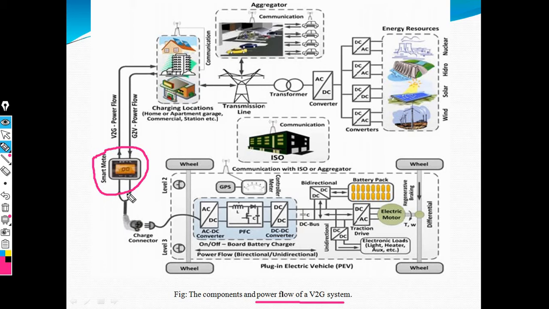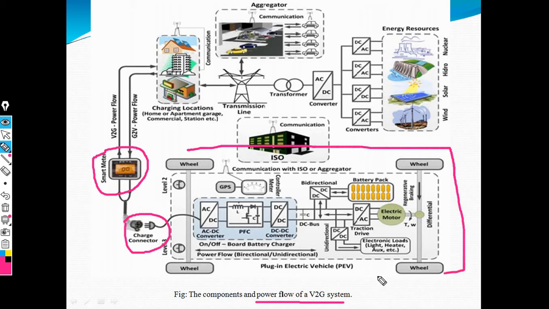Also, this smart meter is connected to the charging connector. This is the charging connector, and this is the total electric vehicle, and the total electric vehicle system is connected to the smart meter. Also, this smart meter is connected to the charging location, and we have to use a transmission line, that means to transmit the power from one place to another place.